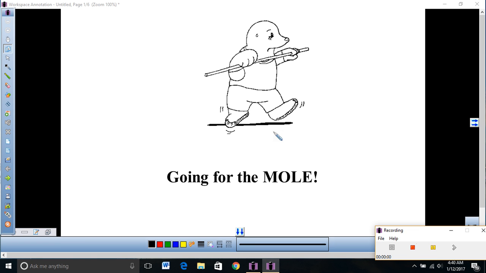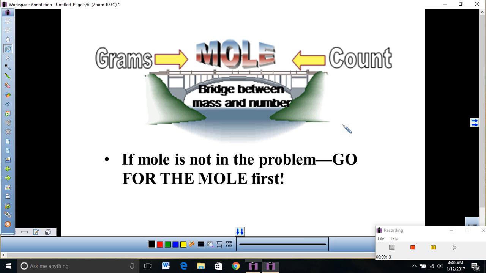Okay, today in class we did mole two-step problems. And so our little thing is go for the mole. The way you're going to know you're going to need to go to the mole is as you read the problem, if the word mole is not in the problem, you're going to have to go to the mole first. It's our base unit. It's kind of like when we went from centimeters to kilometers, and I made you go to meters first. So if we have grams, and we're trying to get to like atoms, molecules, or formula units, then you're going to have to go to the mole.